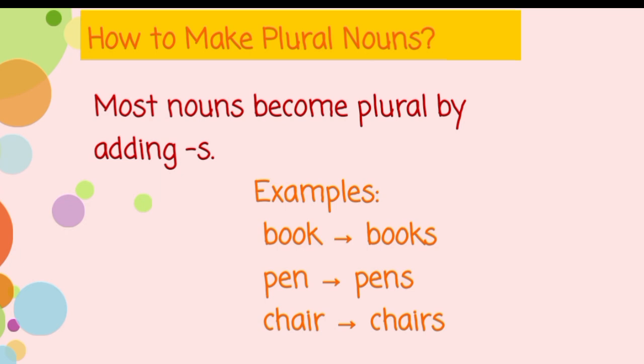Most nouns become plural by adding s. For example, we have book and we will simply add s at the end of book and it will become books, which is a plural noun. Same, pen singular noun, pens plural noun. Chair is a singular noun and when we add s at the end of chair, it will become chairs and it is a plural noun.